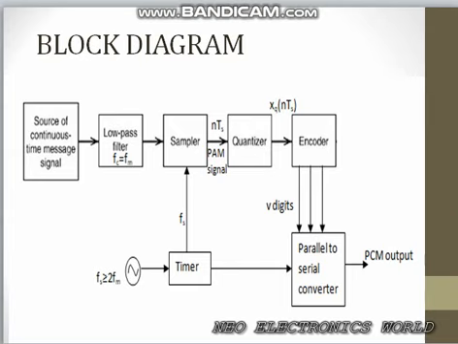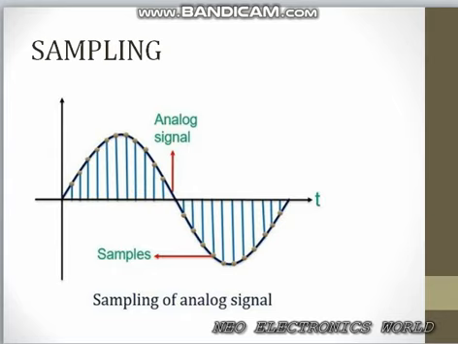Then this is sampling. As I have discussed earlier, this is an analog signal, and this analog signal is getting sampled, and this type of discretized time waveform is produced. Okay, I think you got what is sampling.